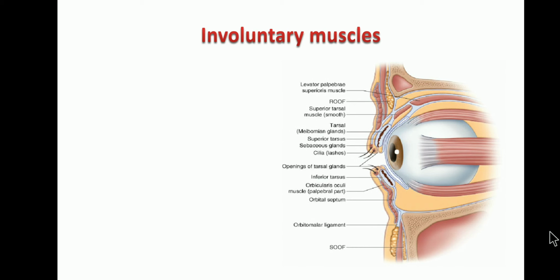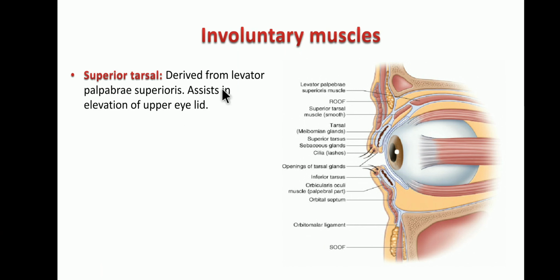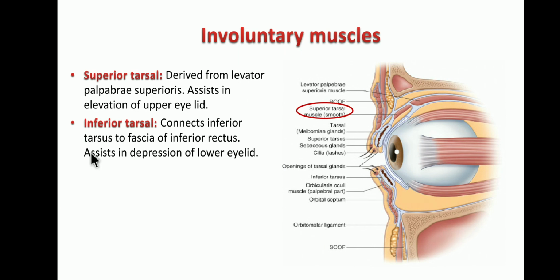So next, involuntary muscles. Involuntary muscles are unstriped muscles. They are extraocular muscles. The superior tarsal muscle is derived from the intermediate lamellae and is attached to the tarsal plate. The next you come across is the inferior tarsal muscle. It connects the inferior tarsus to the fascia of the inferior rectus and inferior oblique. They assist in the depression of the lower eyelid. One more is the orbitalis muscle, which stretches across the inferior orbital fissure.